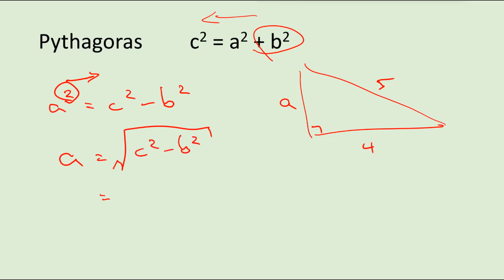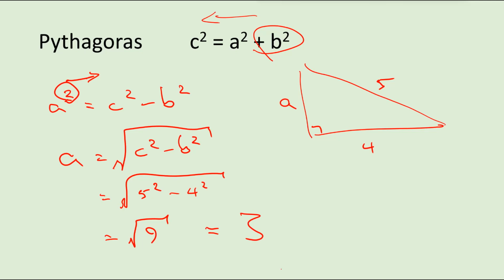Then of course we can throw in our numbers, and that is equal to the square root of 5 squared minus 4 squared. Well, 5 squared is 25, and 4 squared is 16. And 25 minus 16 is 9, so we have the square root of 9, which means that A is equal to 3. Square root of 9 is 3, so A is 3.